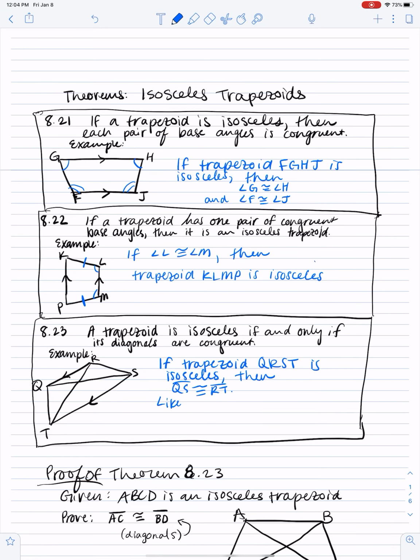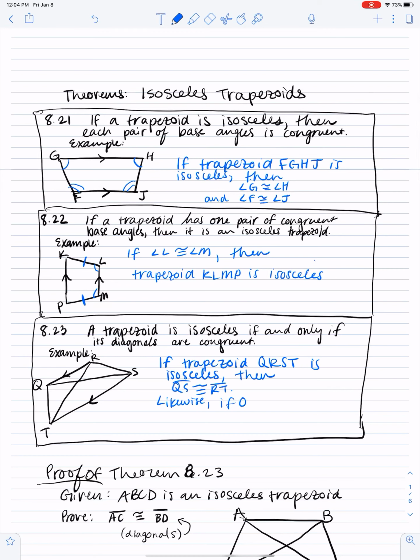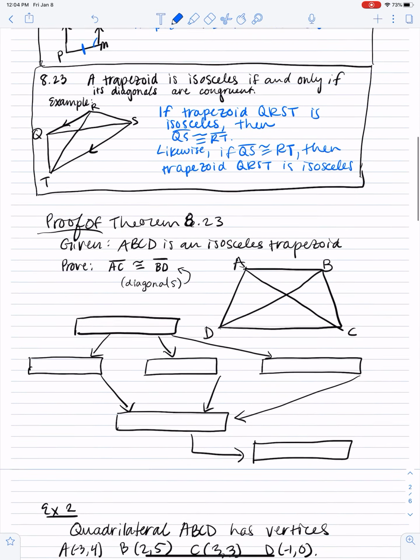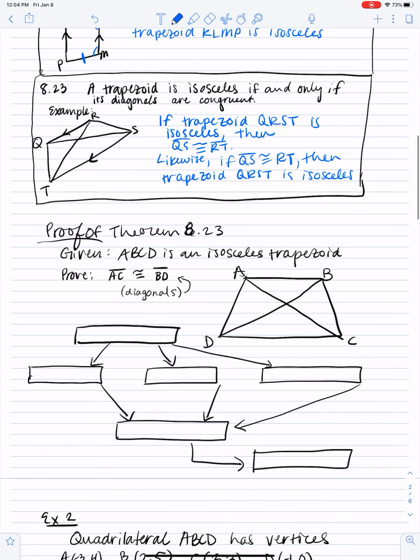And likewise, if QS is congruent to RT, then trapezoid QRST is isosceles. So those are the diagonals. So if the diagonals are congruent, then it's an isosceles trapezoid, and if it's an isosceles trapezoid, then the diagonals are congruent. Okay, so we're going to do a proof of that theorem right here.